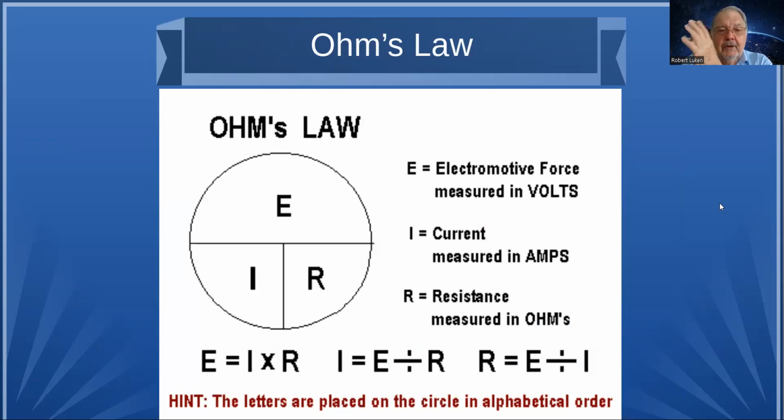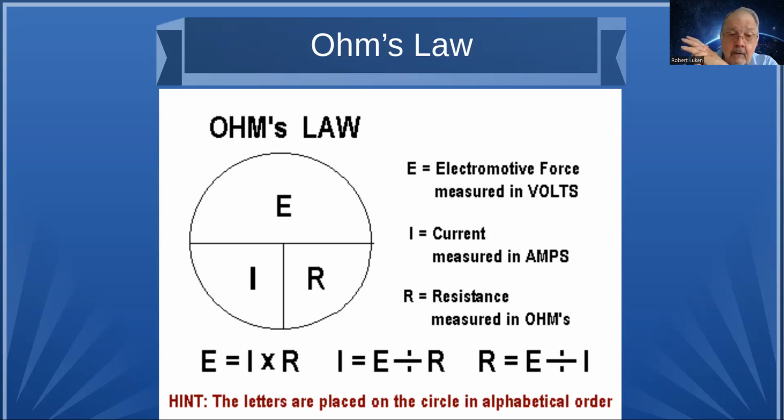There's what we call a pie chart, which a lot of people use to remember Ohm's law. The way it's supposed to work is you draw a circle, divide it in half, and then divide one of those halves in the quarters. You put E for electromotive force or voltage on the top, and you put I and R on the bottom segments. So if you want to solve for, let's say, E, you would put your finger over E, and it leaves you with I times R.